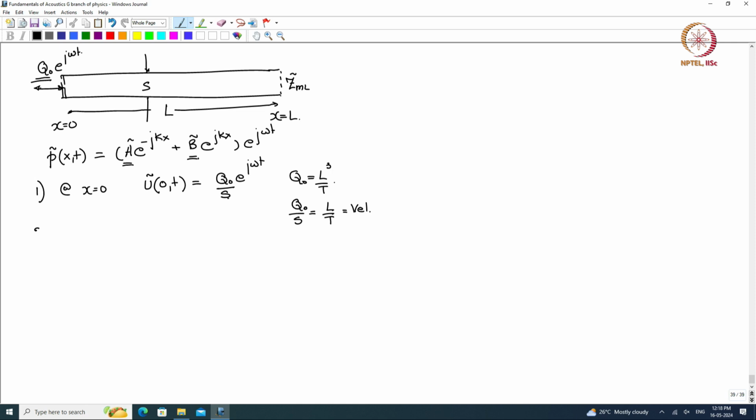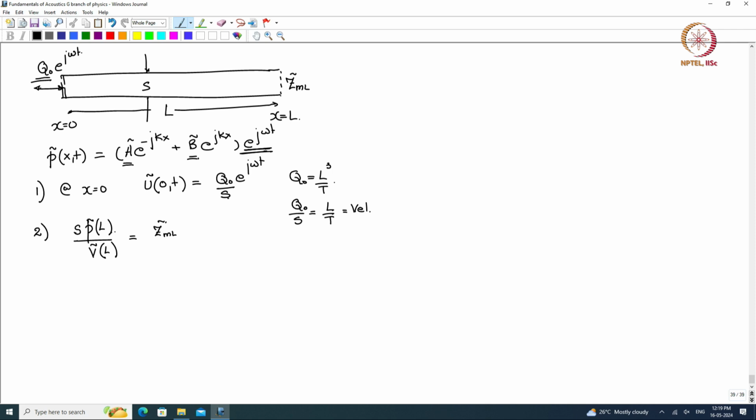Okay, and what about the right end? At the right end I have pressure multiplied by cross section, which is force, divided by v tilde at L, is equal to the Z mechanical. So I will remove the time also here. Please remember, this is always a problem. When to keep time, when not to keep the time, because anyway it's harmonic. So one should do it with understanding.